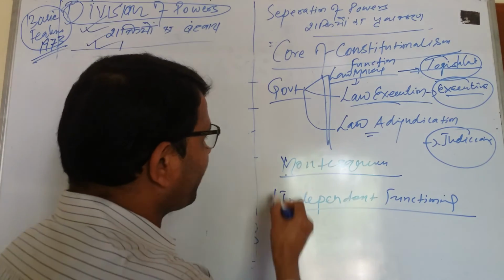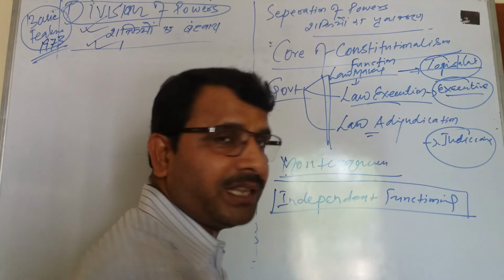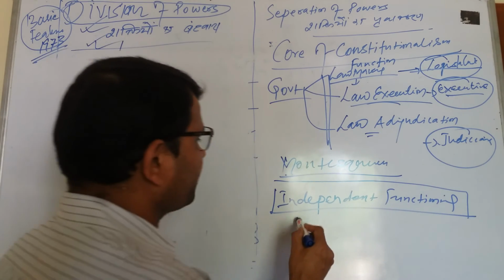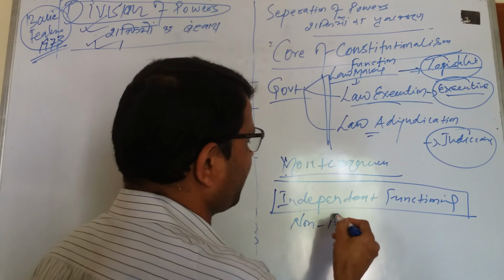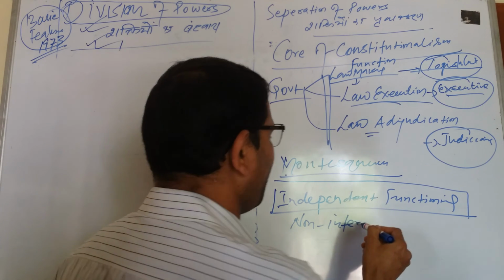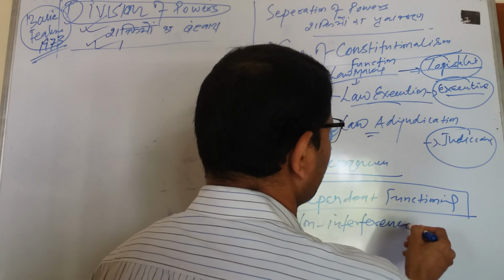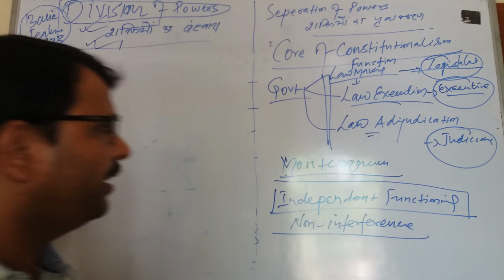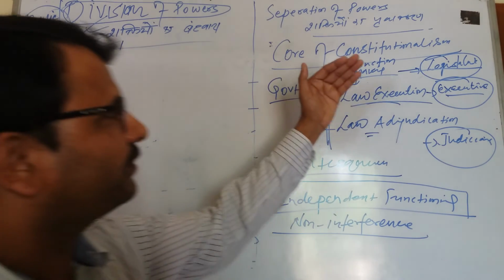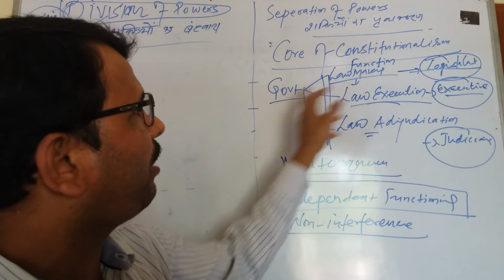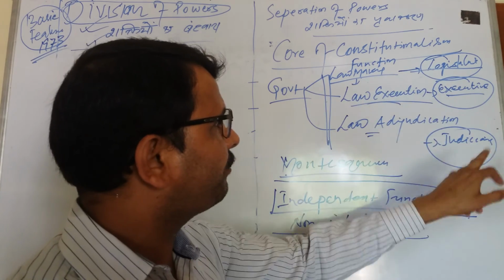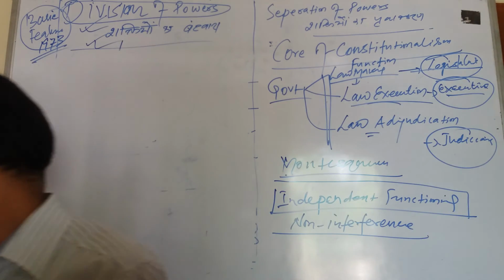No organ is going to interfere in others' matters. So that is basically non-interference, a general theory. Non-interference. Nobody is going to interfere in others' domain. So that is the independent functioning of the three organs of the government: legislature, executive, and the judiciary. That is the separation.